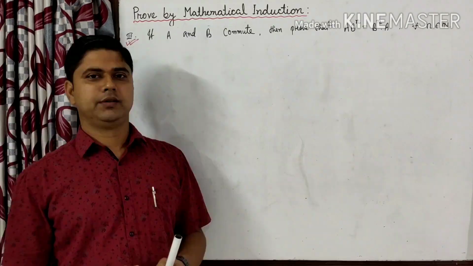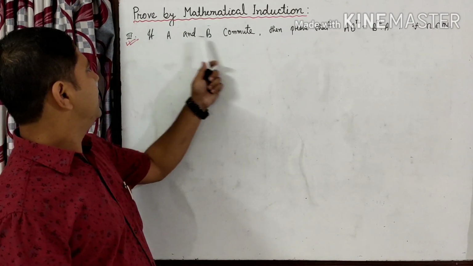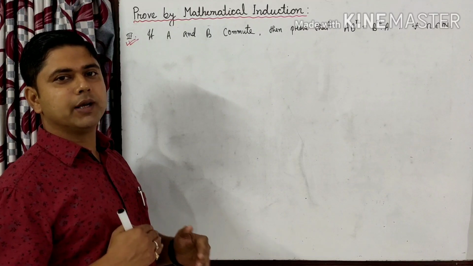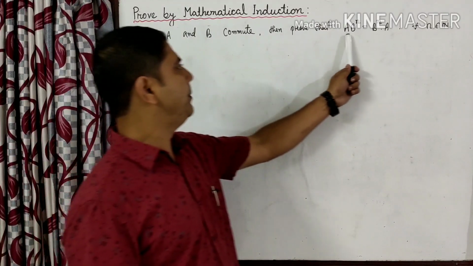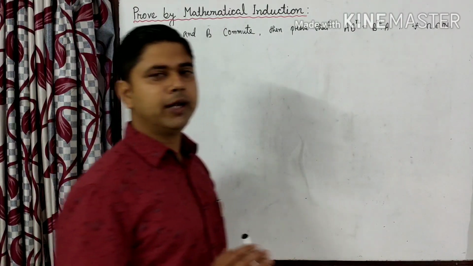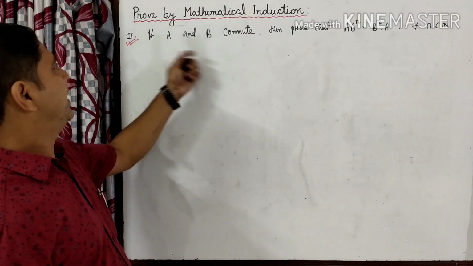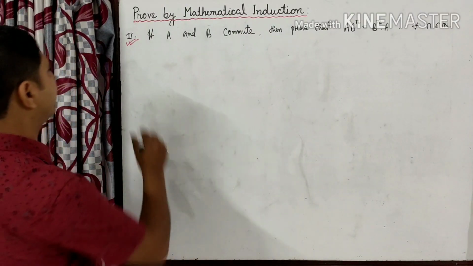Okay, that is the proof. Here we consider another example. If A and B commute, commute means they satisfy the commutative property, then prove that (AB) to the power n equals B to the power n into A for all n belonging to the natural numbers, by using the principle of mathematical induction. Now how can you prove it?